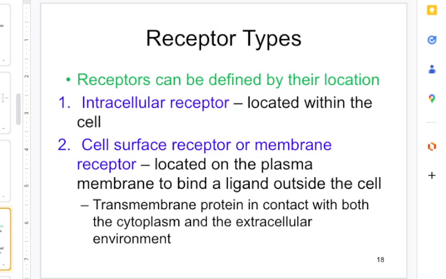You can also have cell surface receptors or a membrane receptor, which are embedded on top of the plasma membrane to bind to a ligand which is present outside of the cell. It is a transmembrane protein in contact with both the cytoplasm and the extracellular environment. Trans means across, so you can have proteins that are both on the outside and the inside of the environment, where they're able to communicate with structures inside the cell and bind to those on the outside of the cell.